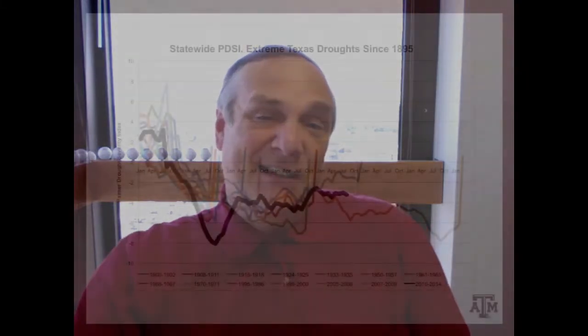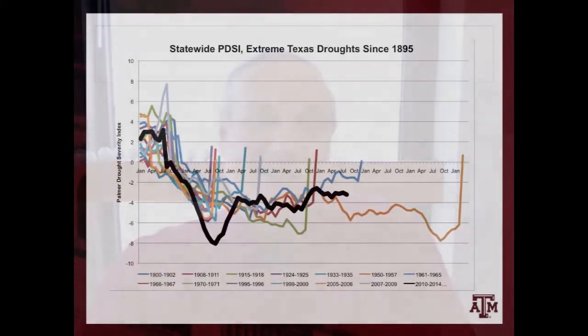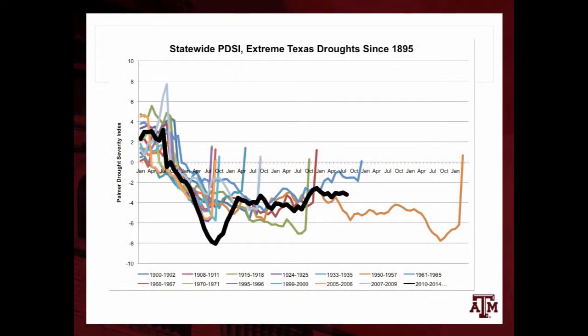So this current drought is now the second longest drought on record for the state of Texas, going back to 1895. We're looking at the intensity of it here using the Palmer Drought Severity Index, and that black line shows the current drought. The only drought that's been worse than it is the drought of the 1950s, which is the orange-yellow line that extends all the way out to the right-hand side of the graph.